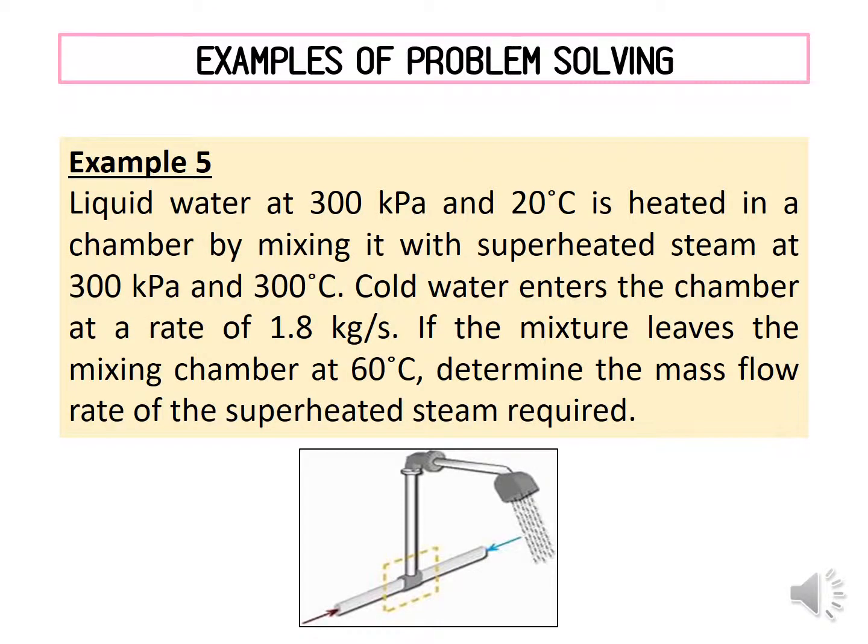Now, examples of problem solving. I'm going to read the question first. Liquid water at 300 kilopascal and 20 degrees Celsius is heated in a chamber by mixing it with superheated steam at 300 kilopascal and 300 Celsius. Cold water enters the chamber at a rate of 1.8 kg per second. If the mixture leaves the mixing chamber at 60 degrees Celsius, determine the mass flow rate of the superheated steam required.